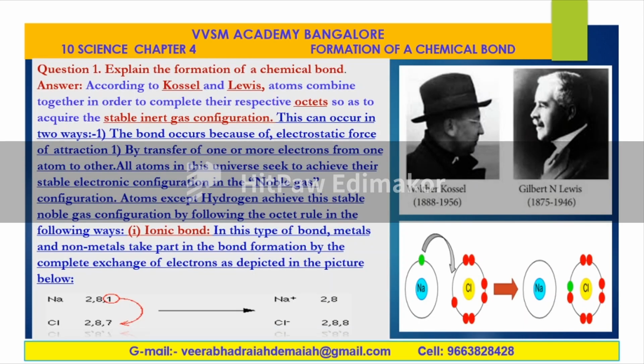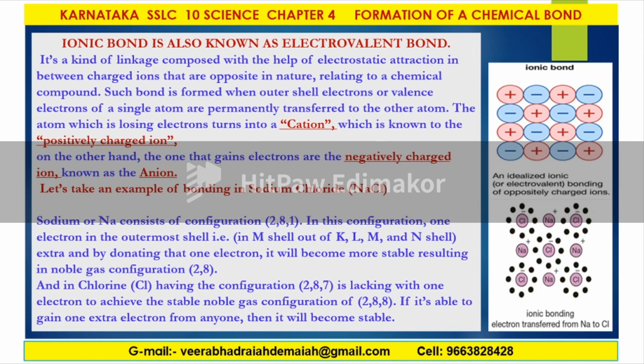We explain the formation of chemical bonds according to Kossel and Lewis: atoms combine together in order to complete their respective octets. That is the octet configuration. The s2p6 configuration is called the octet configuration. This is 2, 8, 8, the octet configuration. Walther Kossel and Gilbert N. Lewis gave the explanation that atoms combine together in order to complete their respective octets so as to acquire the stable inert gas configuration.